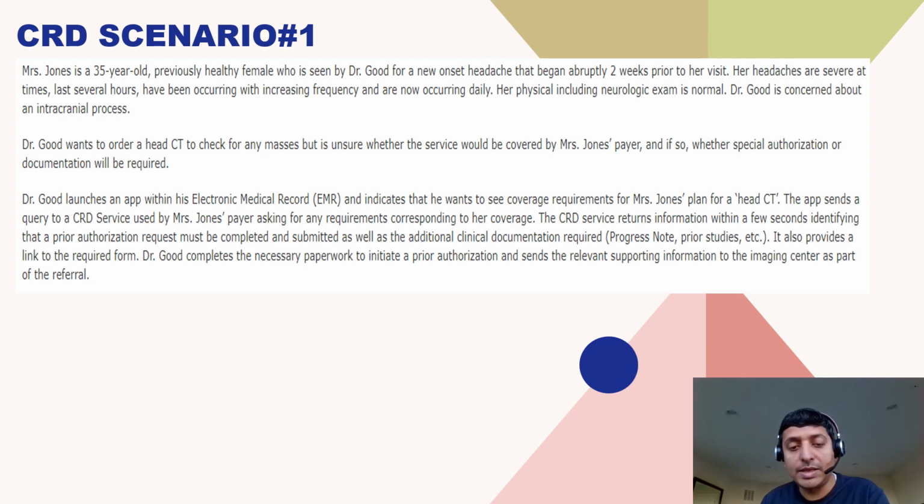Dr. Good completes the necessary paperwork to initiate a prior authorization and sends the relevant supporting information to the imaging center as part of the referral. So this is the part where Dr. Good has submitted the prior authorization. Now he has to wait until the payer comes back with a prior authorization response in the form of X12 278, and then that will be converted into FHIR.